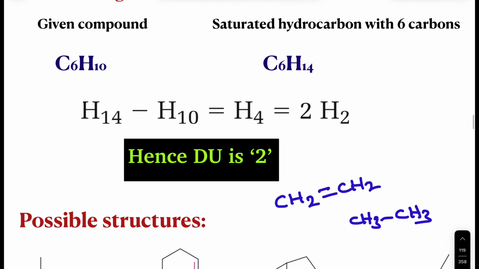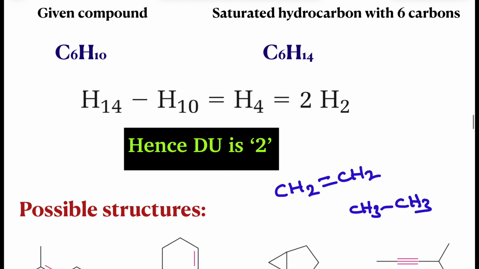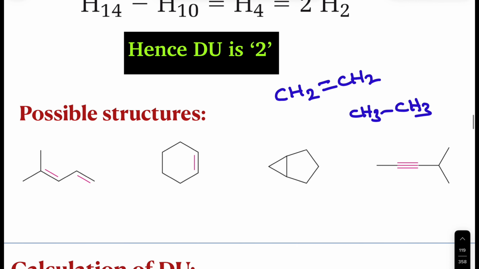If it is just hydrocarbon, you have to count the difference in number of hydrogens: saturated hydrocarbon number of hydrogens, given compound number of hydrogens. At the end, I will also give the shortcut instead of applying this lengthy procedure every time. If you want to save time while solving the questions, I will give a trick. You can use that trick. You will get the answer immediately. But first, let us understand the procedure.